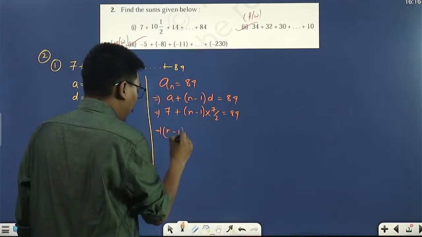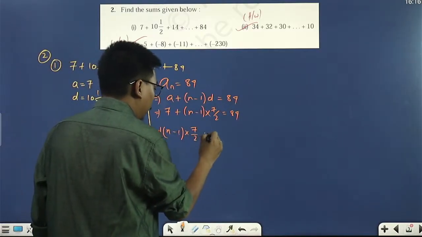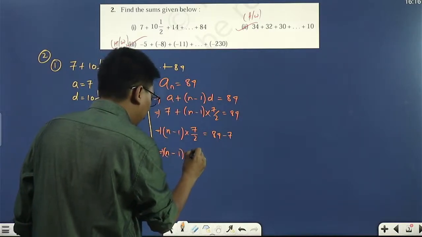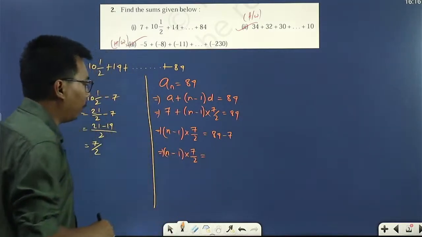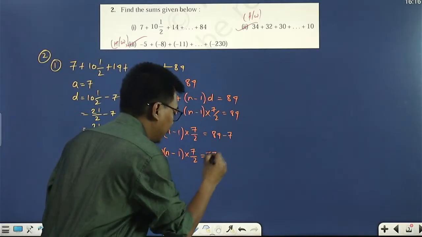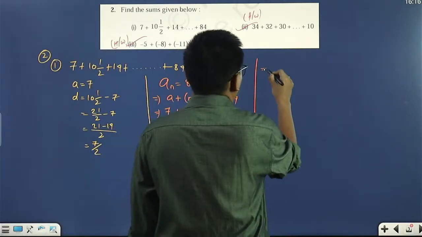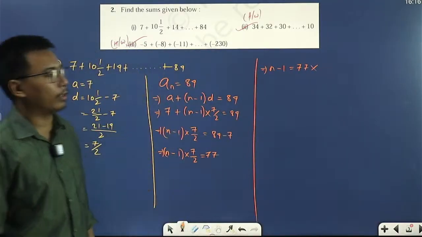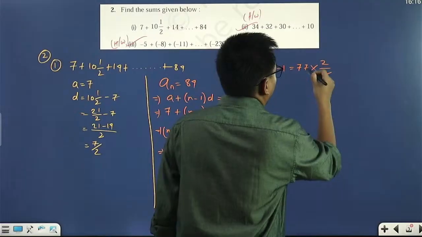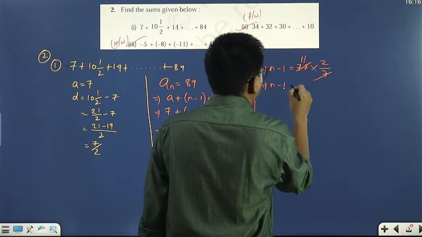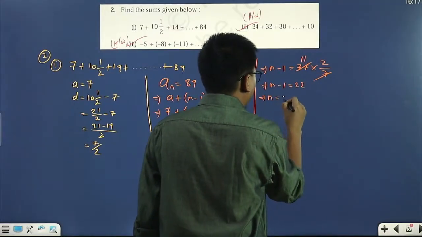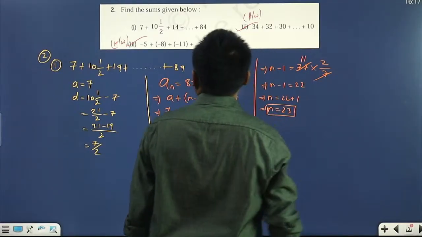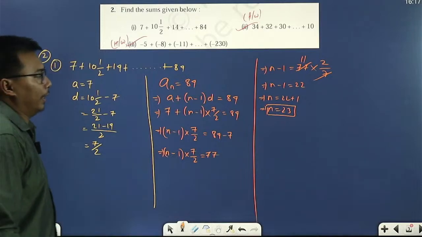So, n minus 1 into 7 by 2 equal to 84 minus 7. 84 minus 7 will be 77. Which implies n minus 1 into 7 by 2 is 77. We'll take this 7 by 2 towards the right hand side, we'll get 2 by 7, and we'll get 11 here. 11 into 2 is 22. So, n is equal to 22 plus 1, which implies n is equal to 23. So, there will be 23 terms here.